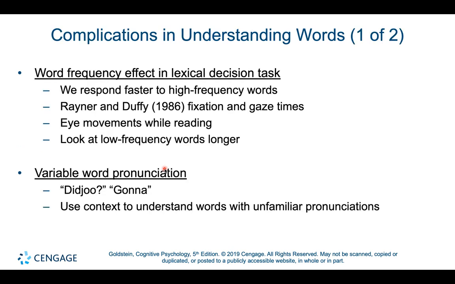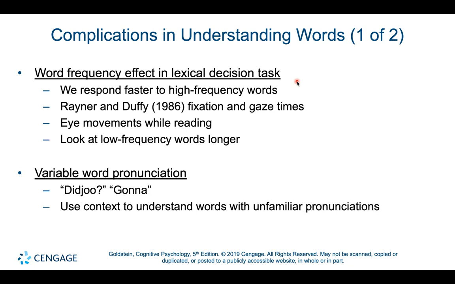So, what are some factors that complicate our understanding of words? Well, word frequency is a really big factor in how we understand words. And there's an effect called the word frequency effect, in which we are faster to respond to high frequency words. And this is occurring in what's known as a lexical decision task. It's pretty straightforward. In a lexical decision task, you see a series of letters on a screen, and you have to decide, is this string of letters a word or not a word? Make a decision about whether it's a word or not a word. Yes or no?